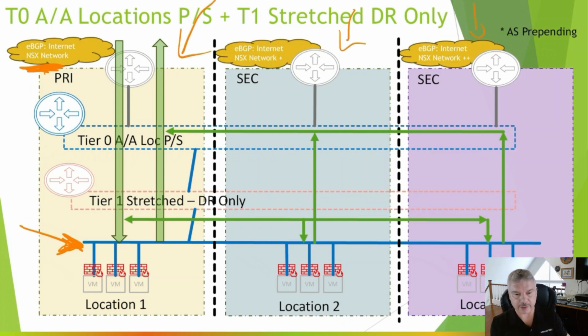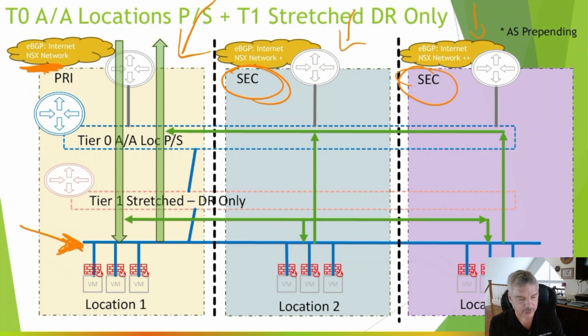Well, the internet's going to see, hey, there's 3 ways for me to get to that blue network. I can go through location 1, 2, or 3, right? And you want to maybe control what location it's coming in through. So in this example, we're going to advertise these secondary locations at a higher cost. We're using BGP here, eBGP, and we may do something like AS prepending or whatever to increase the cost of it.